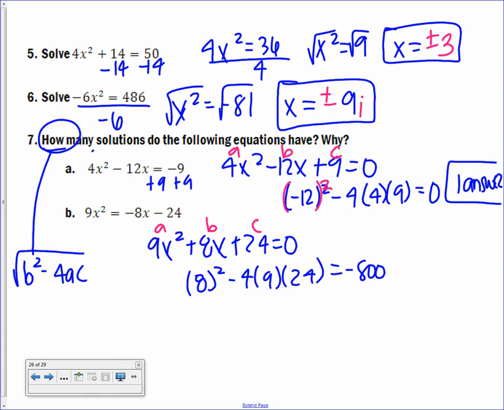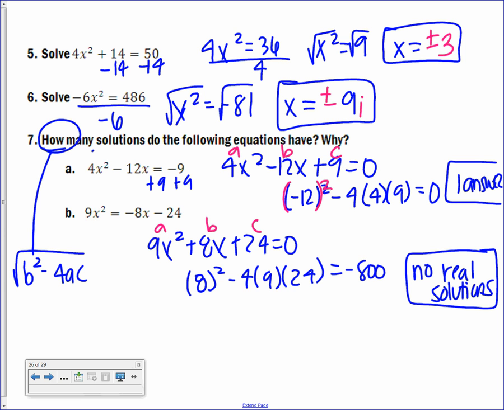Okay, so if you square root a negative, you don't usually get an answer. So what I would say is no real solutions, because we could have imaginaries, but usually these are dealing with the path of a ball where negatives don't make sense. So we would say no real solutions.